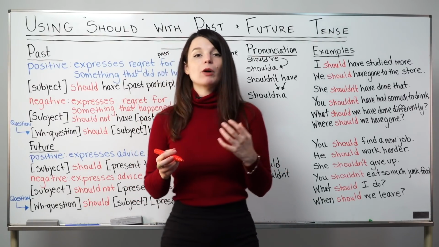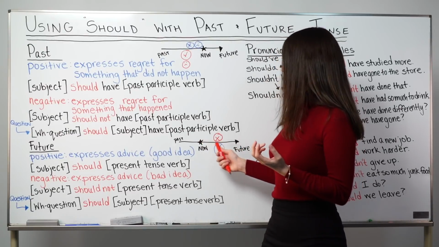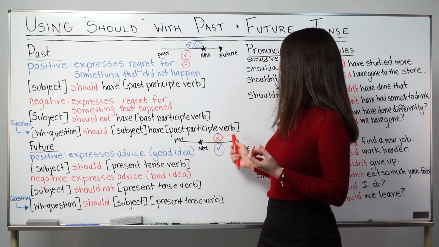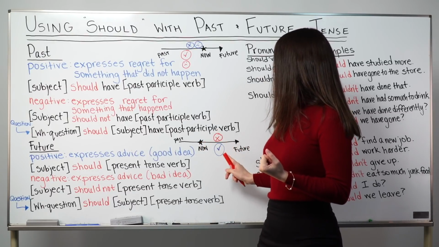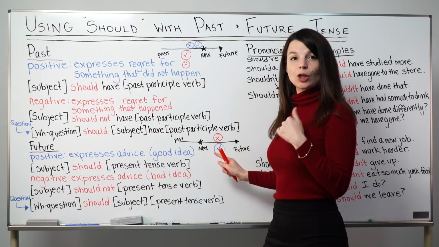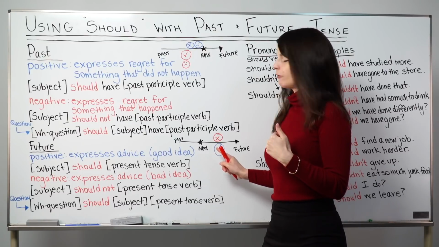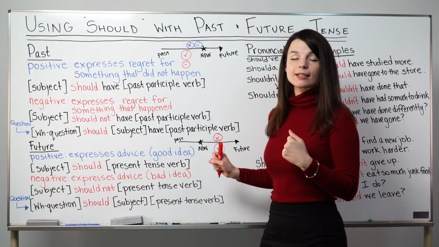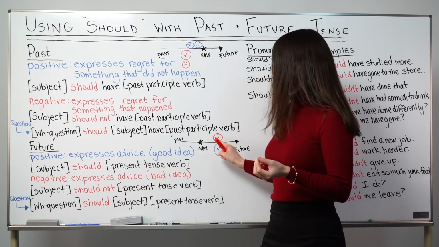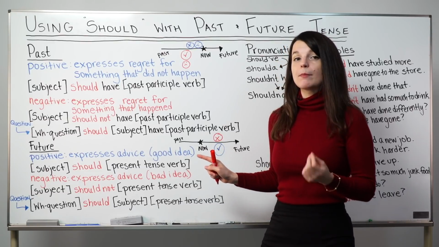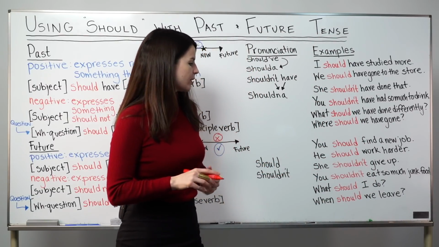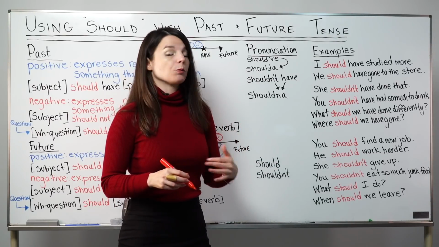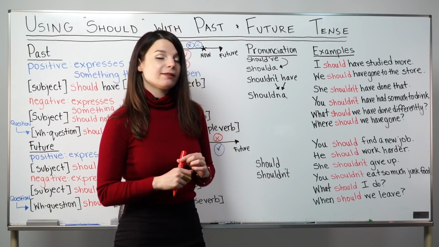These are asking for advice in the future here. So asking, what do you think? In other words, what's your opinion? What should I do? In other words, what do you think is a good idea for me for the future? And in the second sentence, when should we leave? What time do you think is a good time to leave in the future? So we can make these kinds of questions as well, giving, or rather asking for future advice.